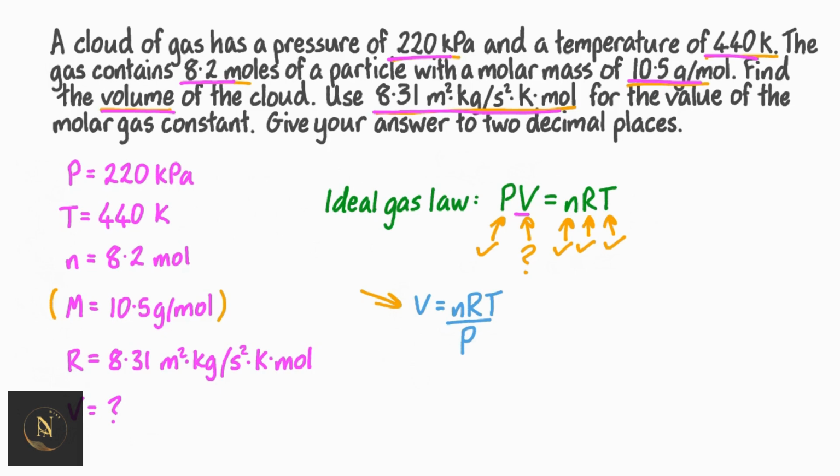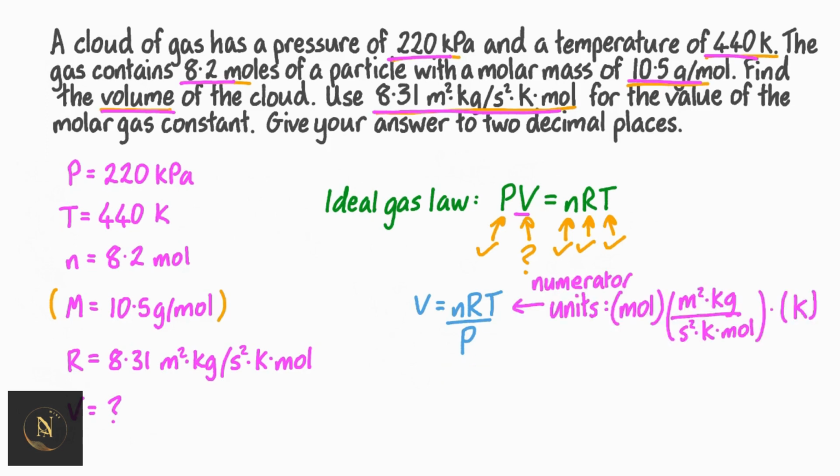T divided by P. Now, before we go ahead and substitute values into the right-hand side of this equation, we should take a moment to think about the units of these quantities. In the numerator of the fraction, we've got the units of N, which is moles, multiplied by the units of the molar gas constant R, which is meters squared kilogram per second squared Kelvin mole, multiplied by the units of temperature T, which is Kelvin.